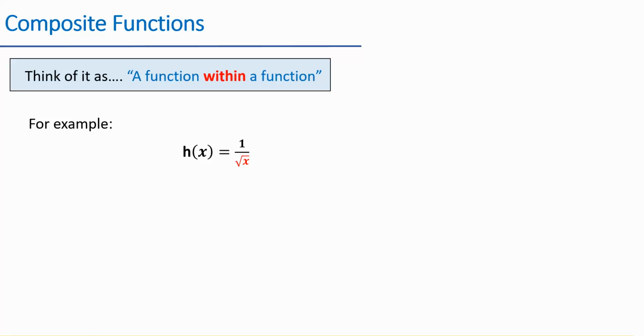Now here's the thing, when you sub g of x into f of x, what are you really doing? You're really taking g of x, which is the domain. Notice, this is the pre-image, true? That's your pre-image.